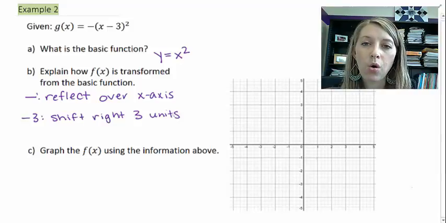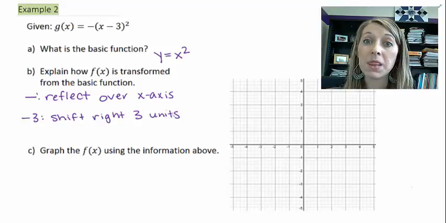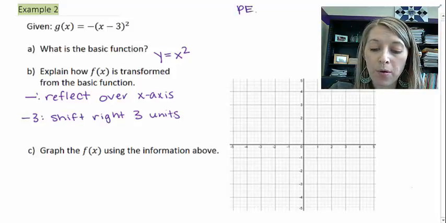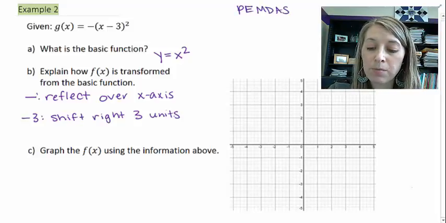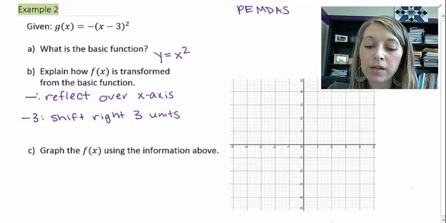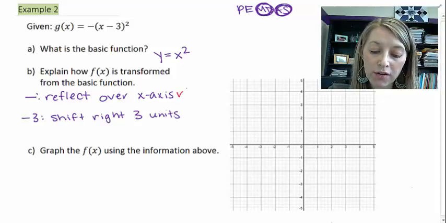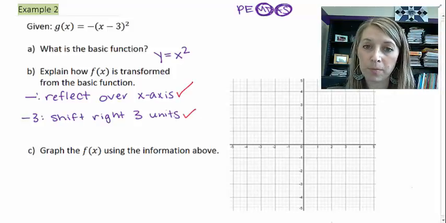Okay, now we need to decide which one of these is happening first, because if I reflect and then shift it, that's going to give me a different graph than if I shift it and then reflect it. So we need to know which way we think about it. Well, we think about it with the same PEMDAS rules, your order of operations, that we have used since the beginning of the semester. Parentheses, exponents, but we want to do multiplication and division first before we do addition and subtraction. So since this negative is multiplied, we're going to do our reflection first before we do our shifting.